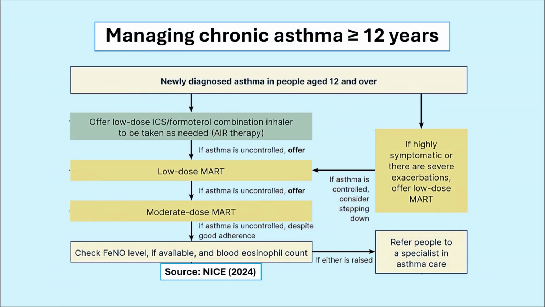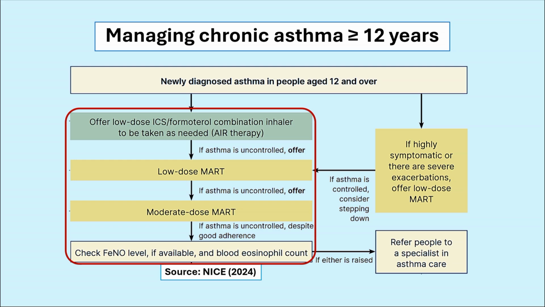Now, how do we manage chronic asthma in people over the age of 12? NICE is more stringent on this one and advises to start someone on MART therapy straight away. Initially start it as a PRN dosage, so as needed, with low-dose inhaled corticosteroid and formoterol. If that doesn't work, then make it into a regular low dose. If this doesn't work, make sure that the person definitely has asthma, and if you are still convinced that they do, then refer that patient to a respiratory physician.